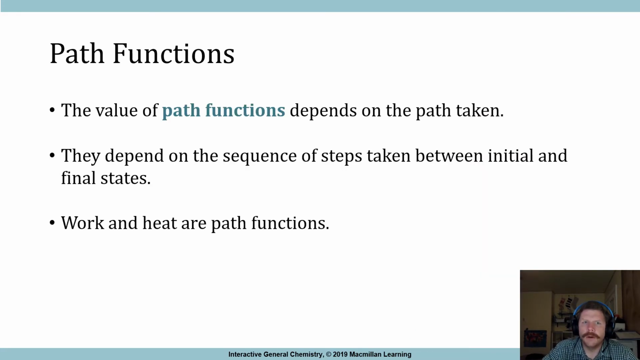Okay. Now, the value of a path function depends on the path which was taken. They depend on the sequence of steps taken between initial and final states. So work and heat are examples of path functions. Now, if we use that example of the elevator, there was one elevator that started at the bottom and went to 6. There's another one that started at the bottom, went to 10, and then went to 6. Those differences matter when it comes to discussing path functions.